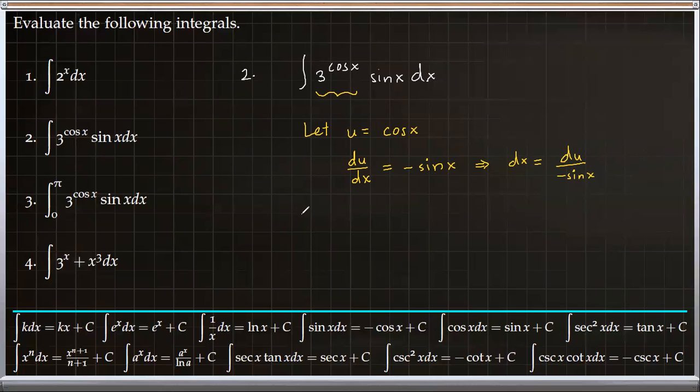Now we are ready to write the integral in terms of u. We have 3 to the u. I'm going to keep sine x as it is for now. And dx is du over negative sine x from over here. So this becomes 3 to the u as it is over here, and it looks like sine x gets cancelled out very nicely.